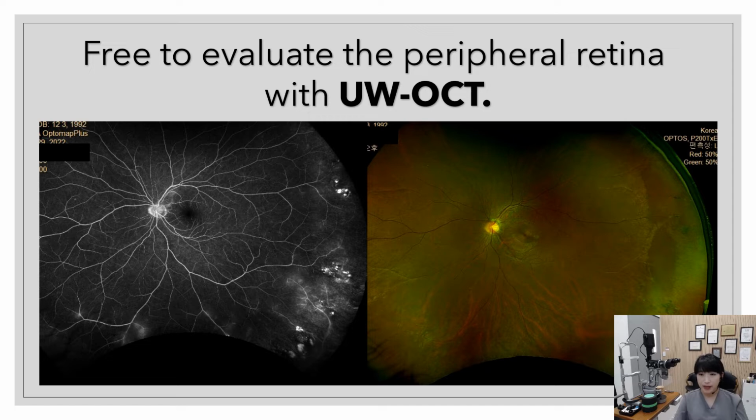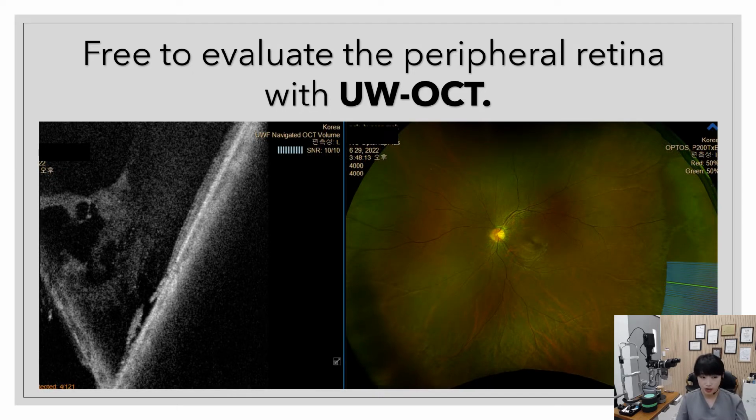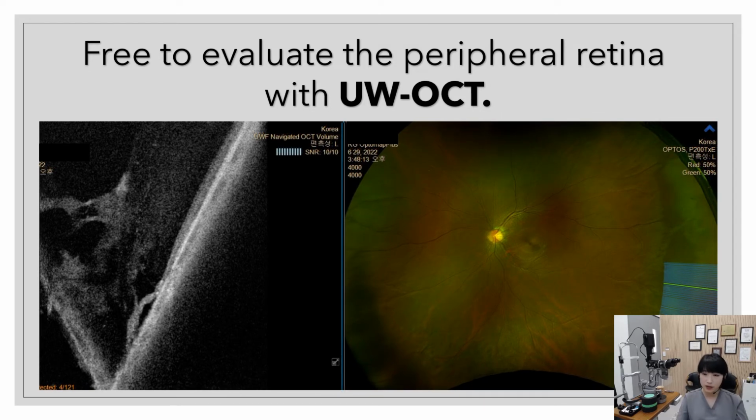This patient had multiple retinal breaks and peripheral leakages on ultrawide field angiography. With the ultrawide field OCT scan, you can clearly see how and where the vitreous is attached on retina, and at the same time, you can compare with the ultrawide field fundus photography to understand how the vitreous traction made the hole and peripheral leakages.